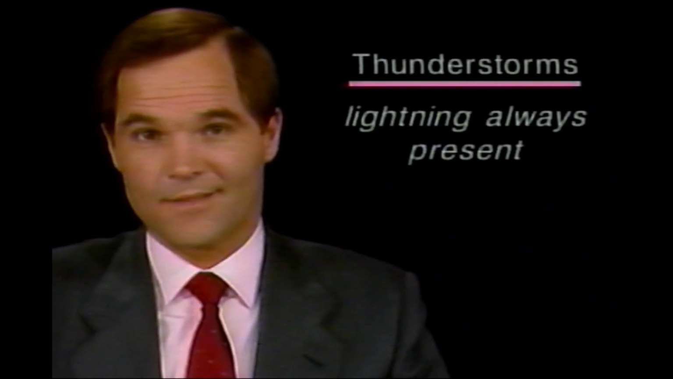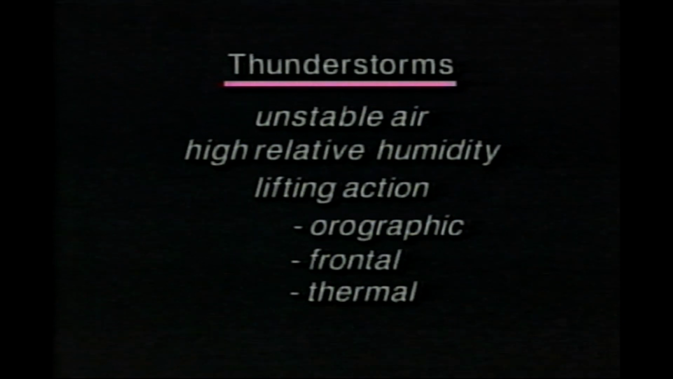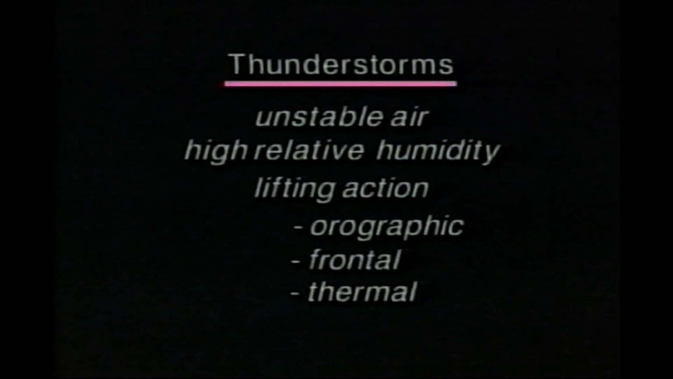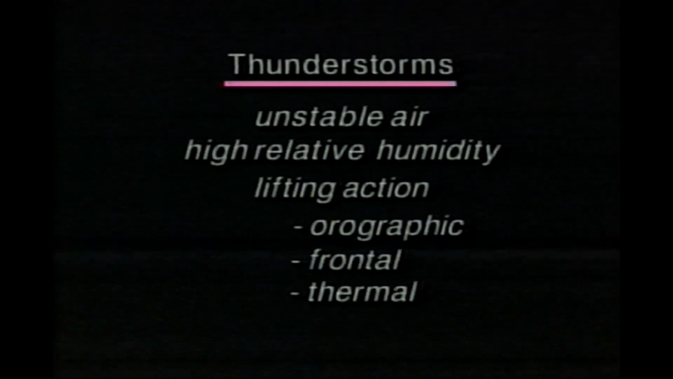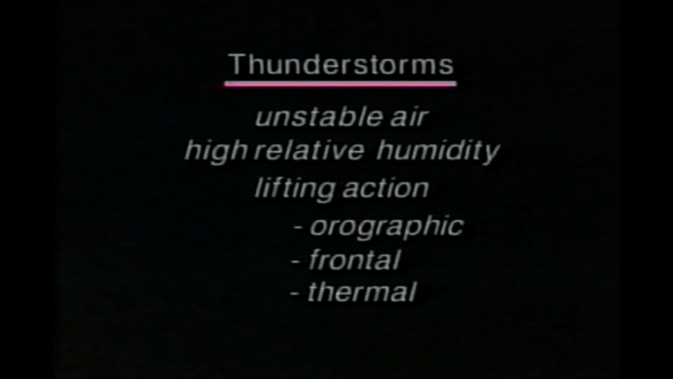Thunderstorms are the last cloud type that we'll discuss. This is a symbol found on weather maps for thunderstorms. Now, the FAA likes to ask what is always present during a thunderstorm. Well, the question is, what causes thunder? Lightning causes thunder. So lightning is always present in a thunderstorm. There are three things that are required for the formation of a thunderstorm: unstable air, high relative humidity at all flight levels, and some form of lifting action. Remember, the three types of lifting action are orographic, frontal, and thermal.